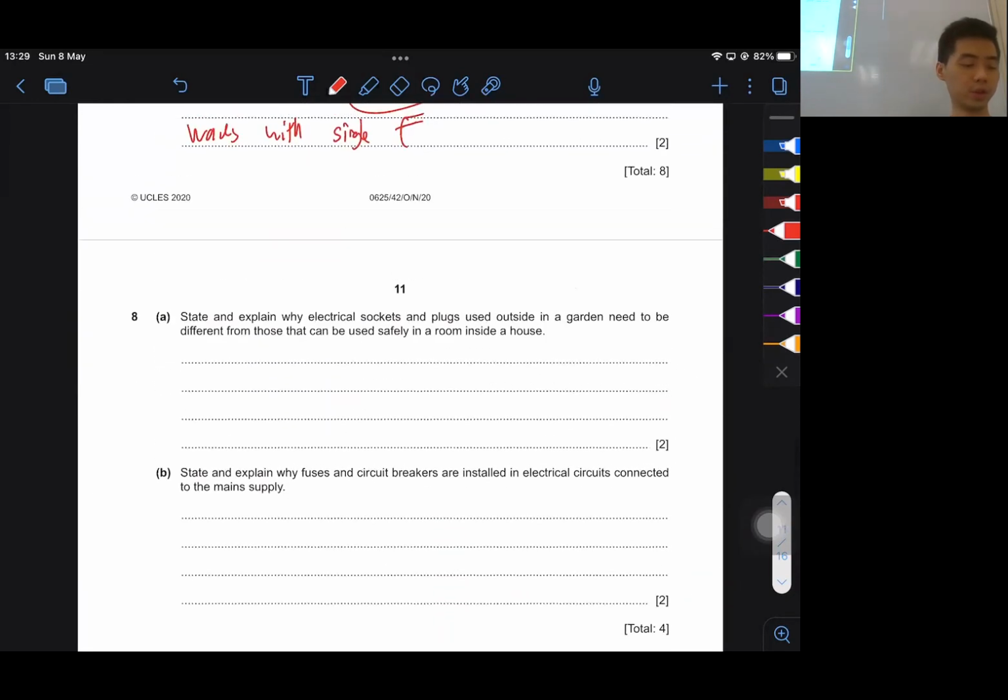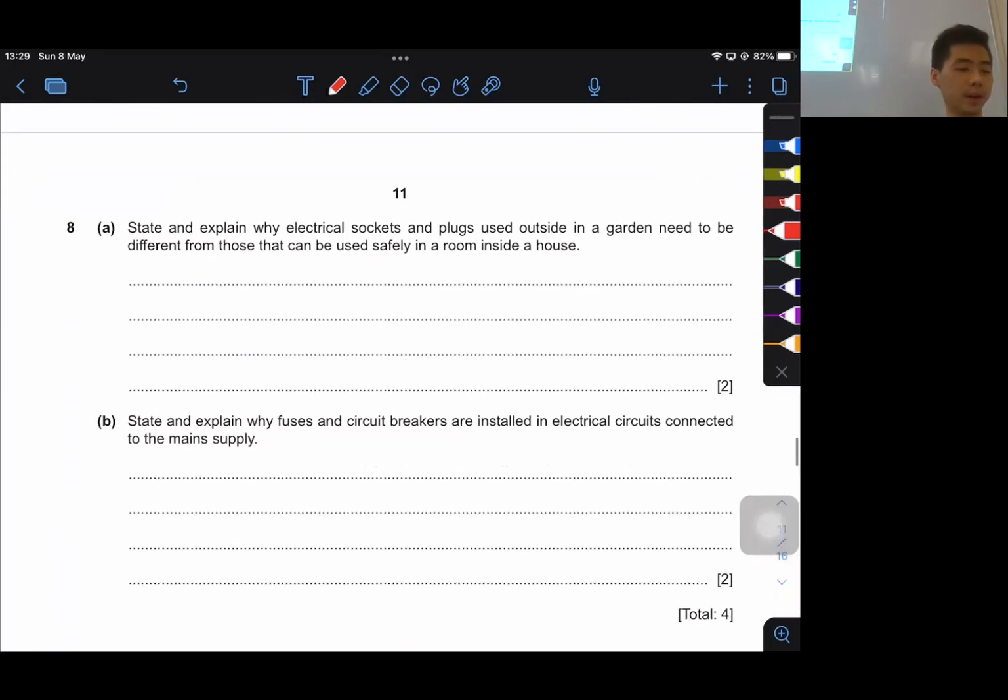Okay, let's go through these questions together real quick. What do they want? State and explain why electrical sockets and plugs used outside in a garden need to be different from those that can be used safely in a room inside the house. This one is logical thinking, right? Why wouldn't you want the same plugs outside? It's because the garden is going to be subjected to watering of the plants, right? And if it's watering of the plants, obviously it's going to be wet, and when it's wet, electricity and water don't go well together.